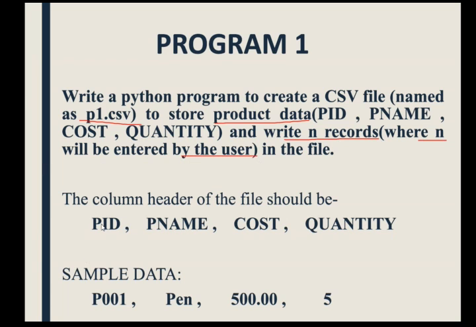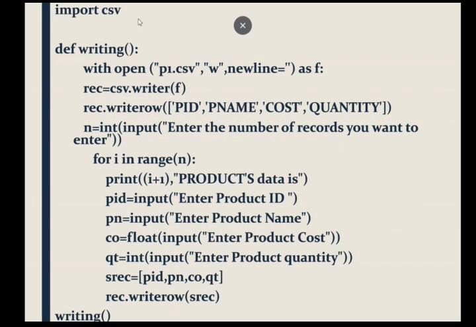The heading in the file that I want is PID, PName, cost and quantity. This should be your header, the column header, and sample data I have given you. So let's see how we proceed. First and foremost, I have imported the CSV module. Then I have created a function for writing into the file.